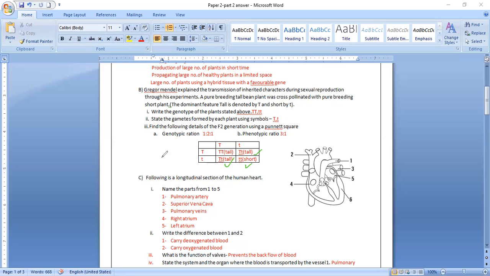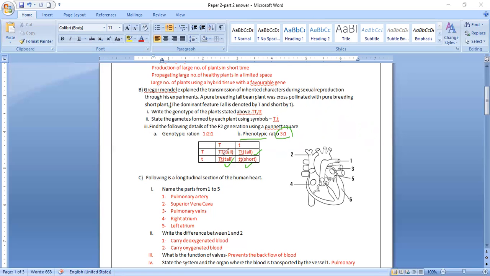Now they are asking the genotypic ratio. So first I'll talk about phenotypic, that is the external feature. So external feature you can see 3 tall plants and 1 short. So you put the phenotypic ratio 3:1. Okay. And the genotypic ratio, that is the genetic.